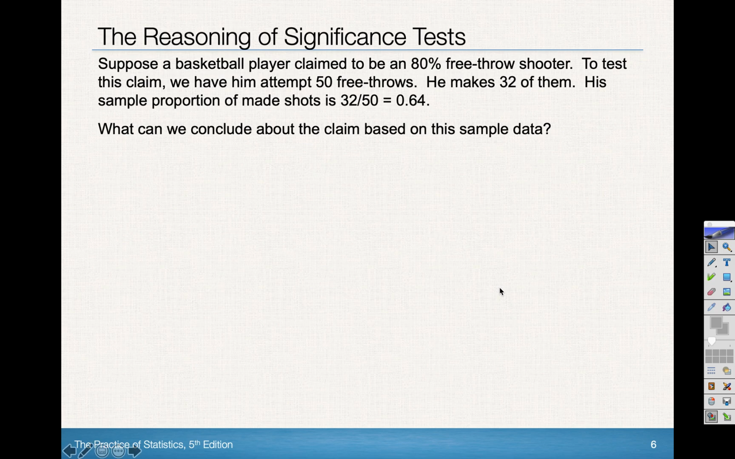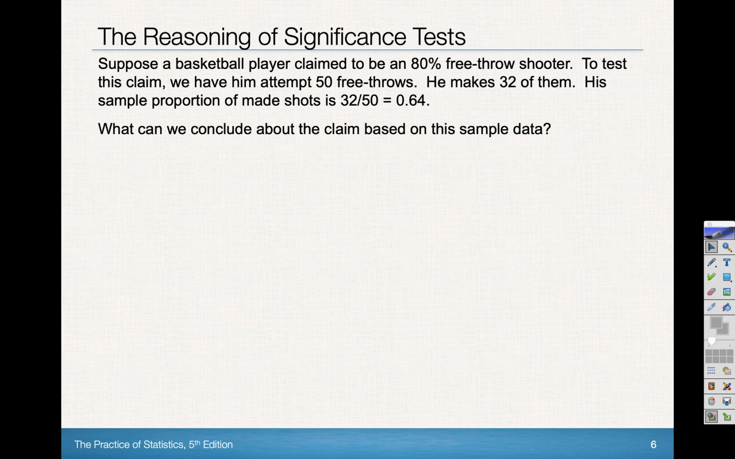All right, so suppose a basketball player, that's me, claims to be an 80% free throw shooter. To test this claim, you guys come to my house, and I have a basketball hoop outside, and I shoot 50 free throws. After shooting 50 free throws, I only make 32 of them. So even though I claim to be an 80% free throw shooter, I only make 64% of the free throws when I take a sample size of 50.